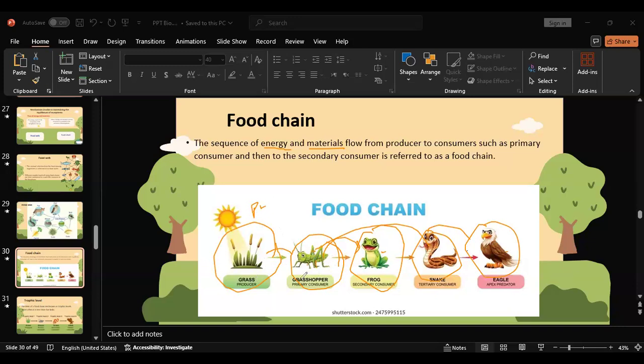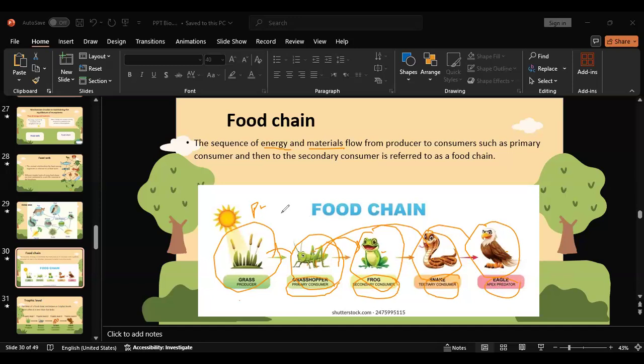You know that here this is the producer, this is the primary consumer, this is the secondary consumer, tertiary consumer, this is the quaternary consumer or apex predator, you may say that. So these four are the consumers, but the places are different, so the name will vary: primary, secondary, tertiary, quaternary, or apex predator. So this is one food chain.